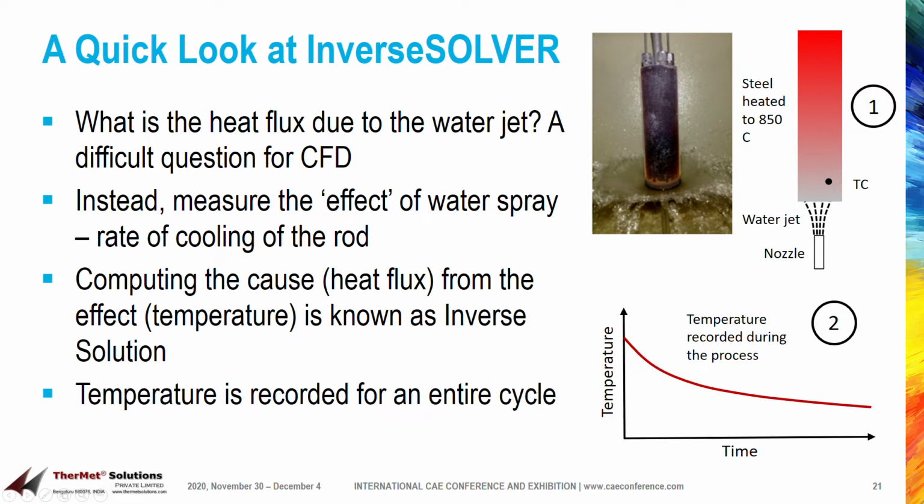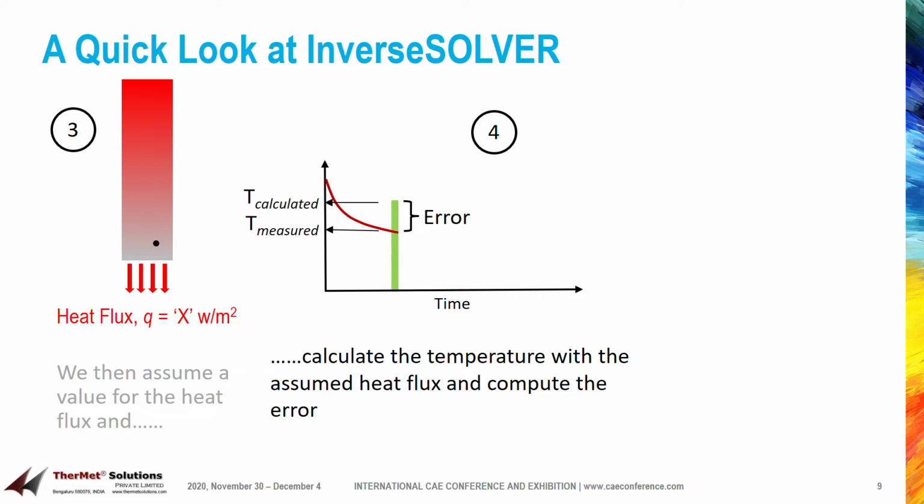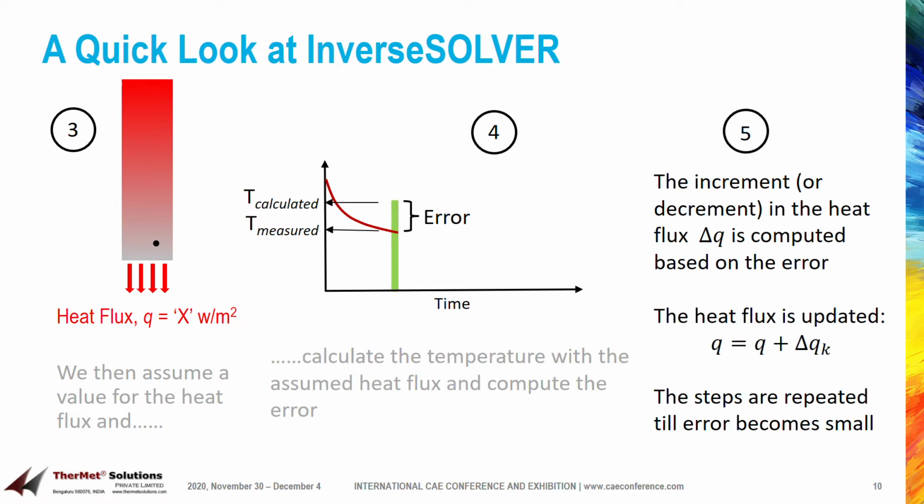And the temperature is recorded till the end. The measured temperature is the only input to InverseSOLVER apart from the known material properties, thermal conductivity, specific heat and density of the rod material. In the next step, we assume a heat flux and solve for the temperature at the thermocouple location, which is known as direct solution. This is done by finite element method. The error in the computed and measured temperature is calculated, and in the next step, a correction is applied to the assumed heat flux based on the error, and the steps are repeated till the error in the computed and the measured temperature is within an acceptable limit.